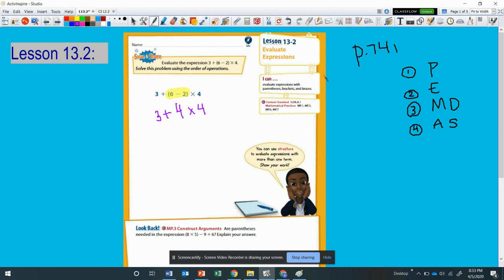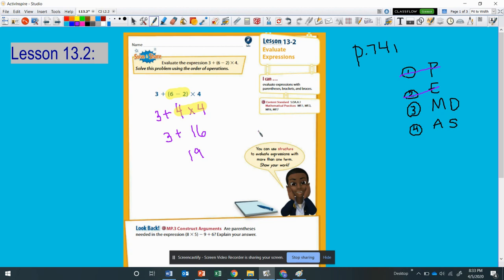Okay, so next, we've done parentheses. We're looking for exponents. There's no exponents. So now we're looking for multiplication and division, and there's multiplication right here. So we're going to do that next. 4 times 4 is 16. And then 3 plus 16 is 19.